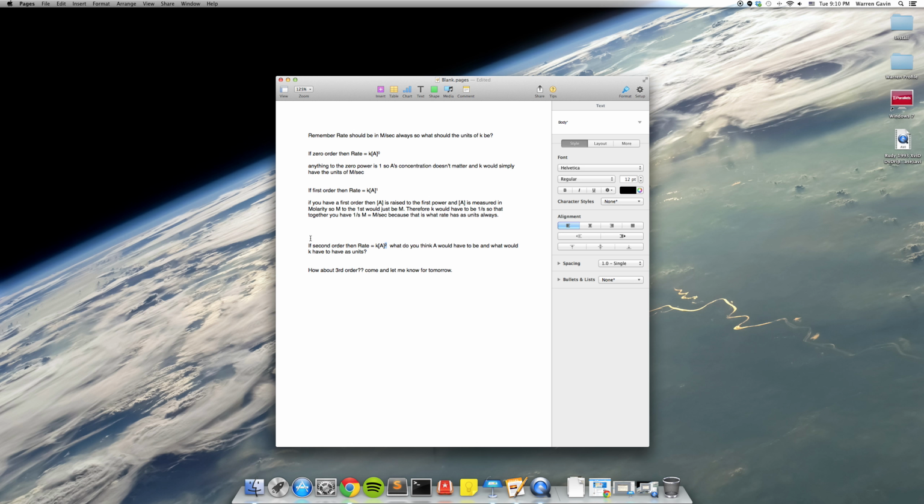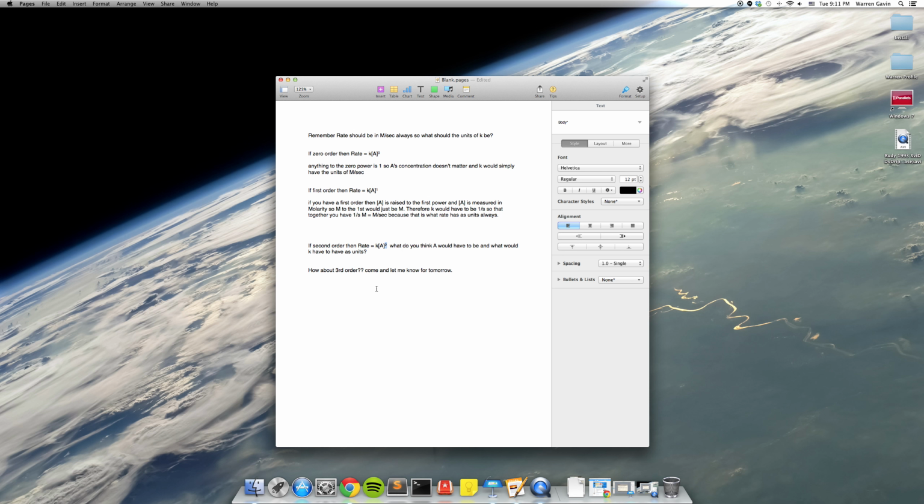So I'm going to let you think about, for second order reactions, if rate has to be molarity per second and A is molarity always in brackets, and it's squared, so you have molarity squared, what would K have to be so that it would cancel out or add to whatever your A is so that you end up with molarity per second? And then how about third order? What would K have to be if you had A cubed? So I'd like you to come tomorrow with those two questions answered to show me that you understand how you get K.